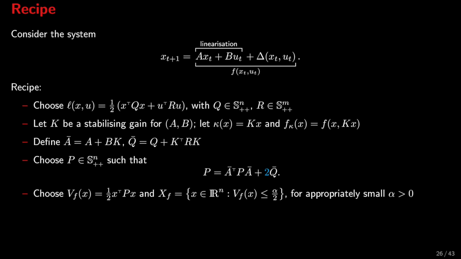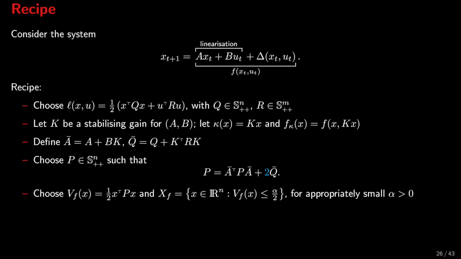And now if we apply that linear controller to the nonlinear system, we obtain the closed loop system with function f_kappa. So f_kappa(x) is f evaluated at (x, Kx). This is the nonlinear system with a linear controller. Now define A bar and Q bar as before. So A bar is A + BK, and Q bar is Q + K transpose RK.